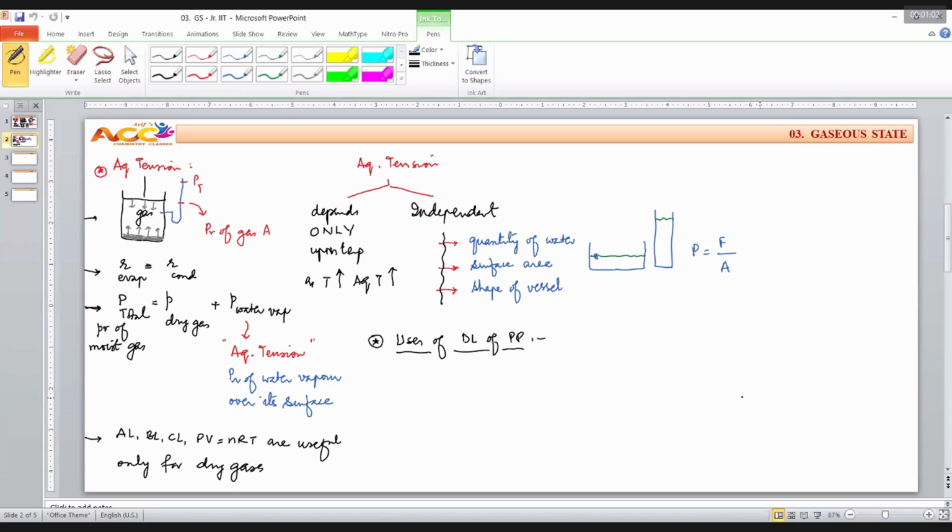JL41, roll number 17, Saifullah. Can you tell me what are the uses of Dalton's law of partial pressure? Anybody out of 37 students? Anybody?